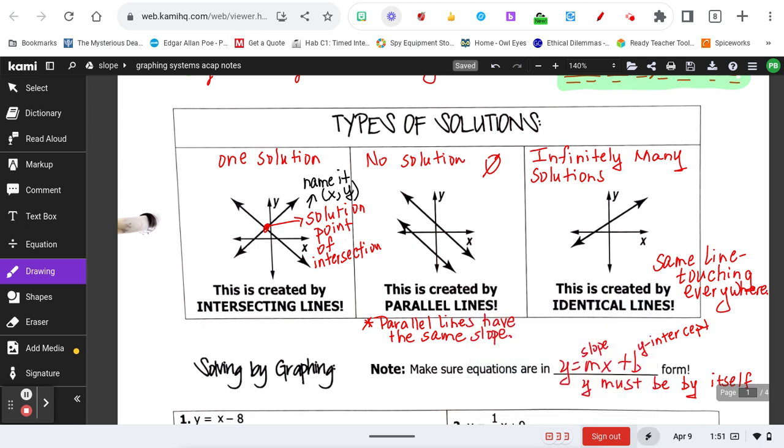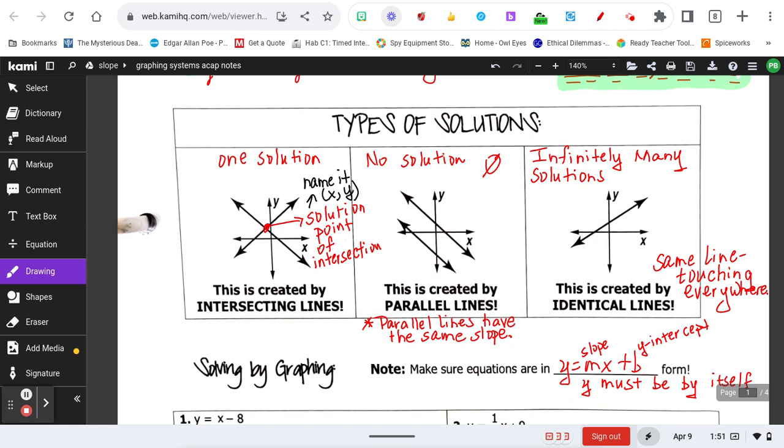All right, sometimes the lines never intersect. If the lines never intersect, in other words, they run parallel to each other, there's no solution. You can also use that symbol. Key thing, you'll see this later in another example: parallel lines will end up with the same slope, or the same rate of change.